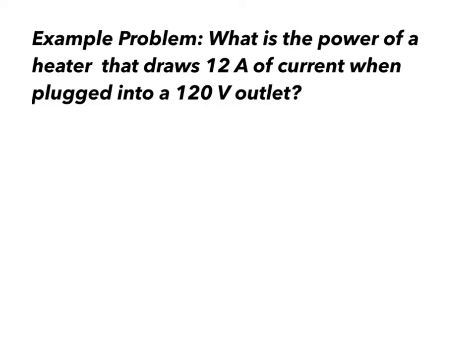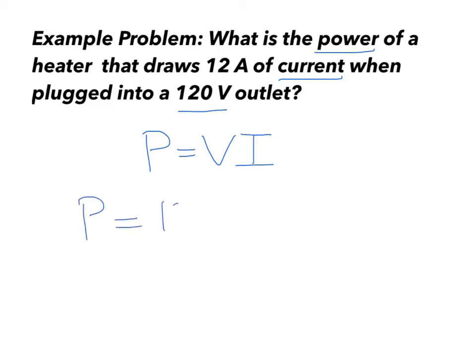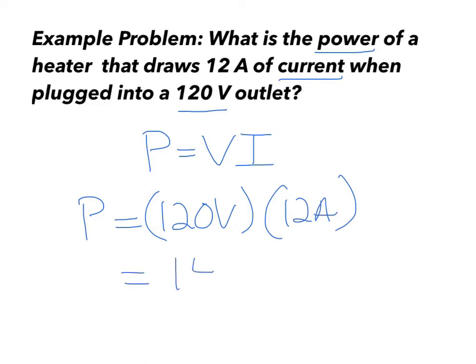First of all, what is the power of a heater that draws 12 amps of current when it is plugged into a 120 volt outlet? So I'm looking for power, current, and pressure or voltage. So the formula that I would use is power equals electric potential times current. So the power is simply going to be the product of 120 volts times 12 amps, which is going to give me 1,440 watts.